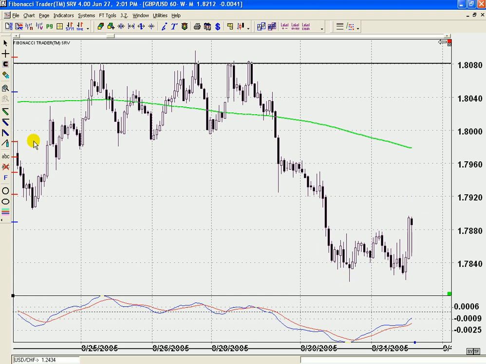Daily low. We had a nice down move there, and this daily low, price retraced, boom. Look at the bounce off of the daily low, 60 plus pips.